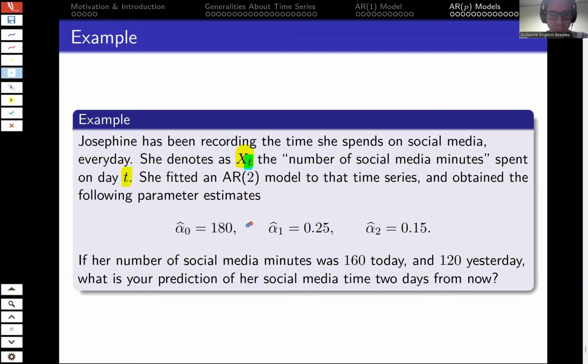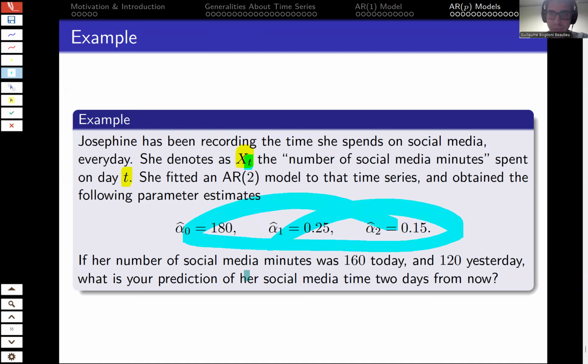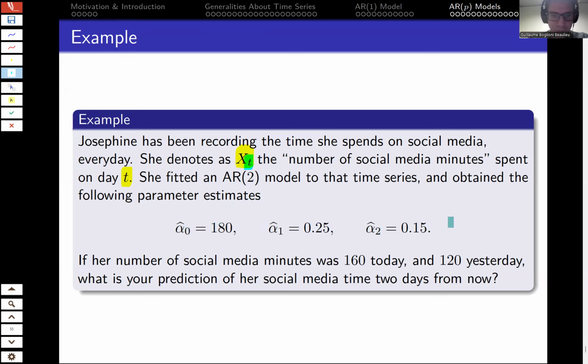Alpha 0 is 180, alpha 1 is 0.25, alpha 2 is 0.15. As a side quest, maybe you want to double check that those parameters make the time series stationary. I'm pretty sure it does, but this can be extra practice for you. Let's just assume that this is weakly stationary here. Now, if her number of social media minutes was 160 today, 120 yesterday, what is your prediction of her social media time 2 days from now?